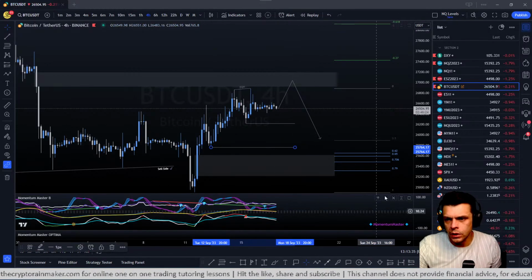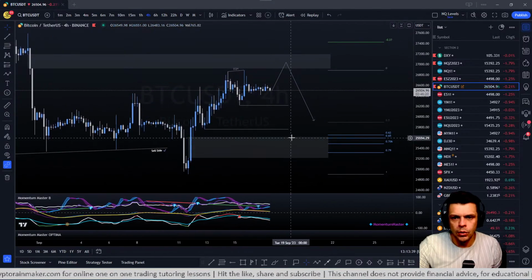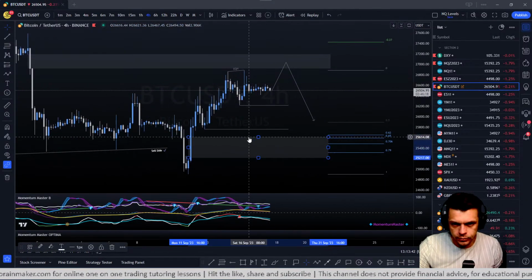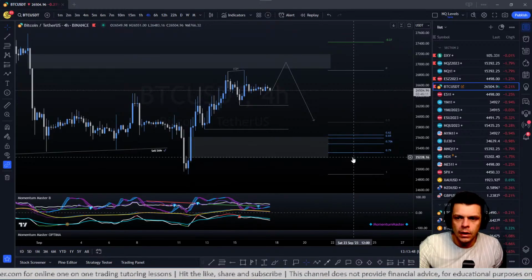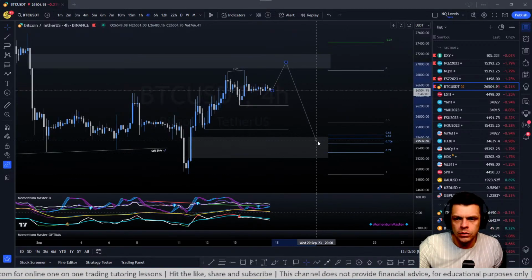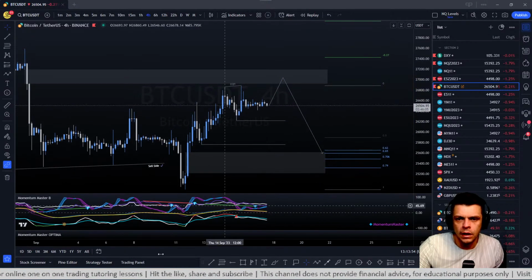Next liquidity pool is at 25,764, and then we have the fair value gap with the high end being at 25,614, and we have this fair value gap in the OTE area. Most likely we could see a retrace back into this area before seeing another leg to the upside.